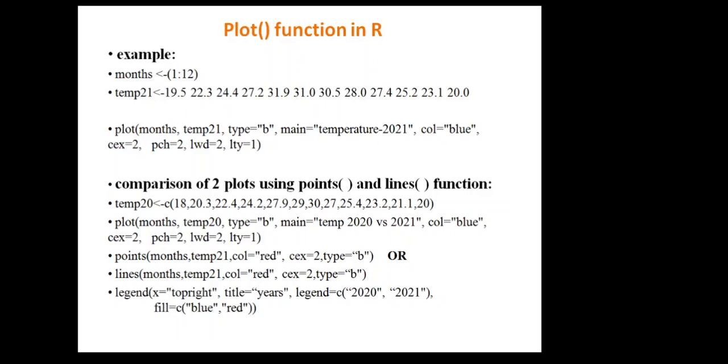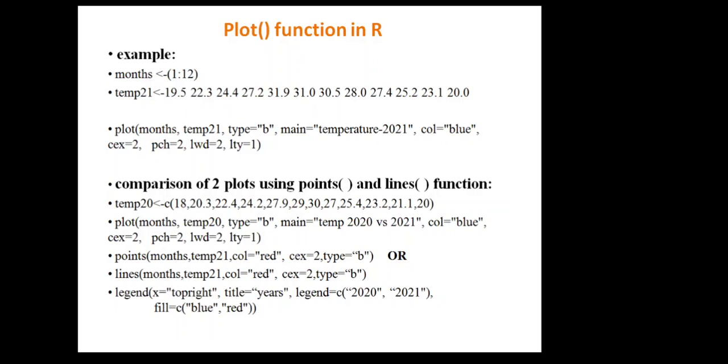Color is equals to blue. I want blue color for my points and line. Then the size of point, cex, is equals to 2. Shape of point is 2. Okay, we'll see what are different shapes of point in our practical session. Then lwd, that is line width, is 2. Okay, I want to change the default line width, which is 1. I am replacing that default line width with 2. And the style of line is 1. I want a solid line. So when I execute this particular command, I'll get a graph of months against temperature.